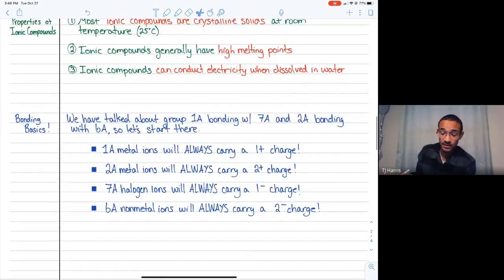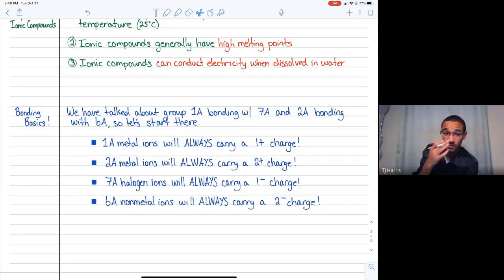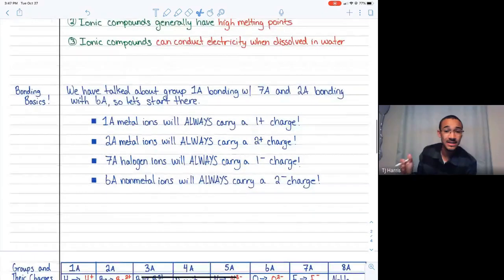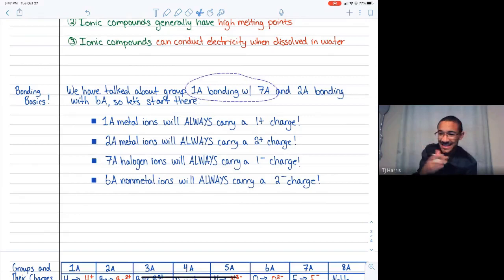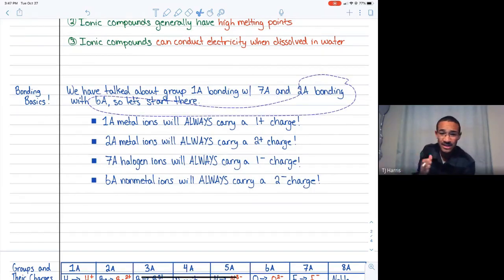All right, I'm going to keep going for time's sake. If you needed to pause, that's great. We're back. So here's what we need to know. We already wrote this down yesterday, but we talked about 1A bonding with 7A. It's nice and easy, +1 -1. 2A bonding with 6A, nice and easy, +2 -2. Doesn't always have to happen that way, and we talked about that too.